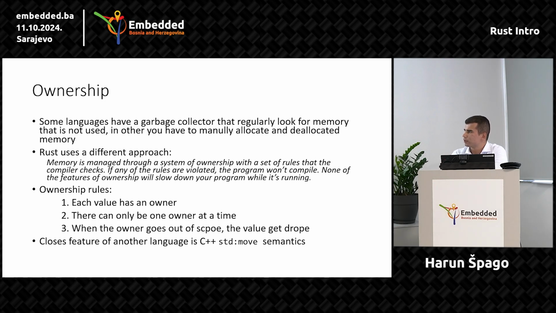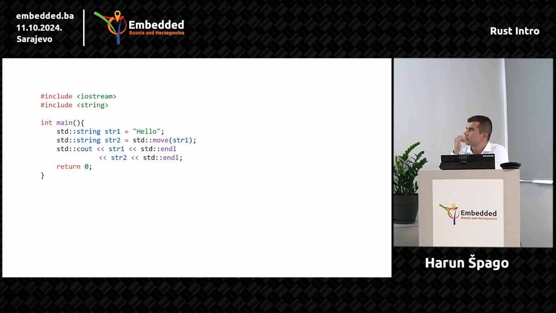It consists of 3 rules. Each value has one owner, and there can only be one owner at a time. And when the owner goes out of scope, the value gets dropped. And that is connected to the RAII philosophy from C++. We have a constructor and a destructor, basically a drop function that gets called when the variable goes out of scope. So now I have an example in C++ where I use the move semantics.